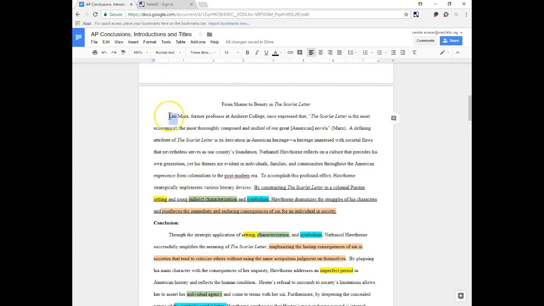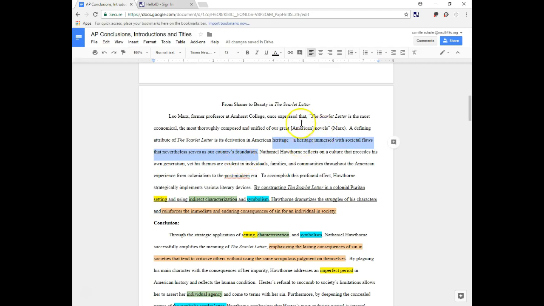Now let's go back through this introduction. Leo Marx, this is the hook, former professor at Amherst, once expressed that the Scarlet Letter is the most economical, the most thoroughly composed and unified of our great American novels. Okay, there's your quote, your hook from an outside source. Then she goes on to expand that. A defining attribute of the Scarlet Letter is its derivation in American heritage, a heritage immersed with societal flaws that nevertheless serves as our country's foundation.